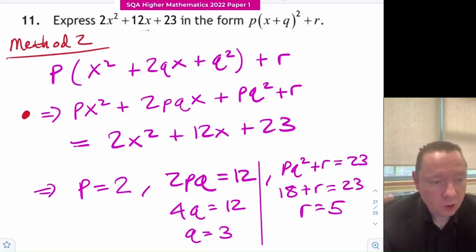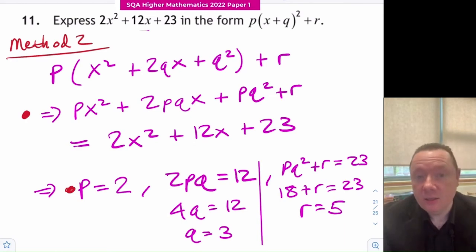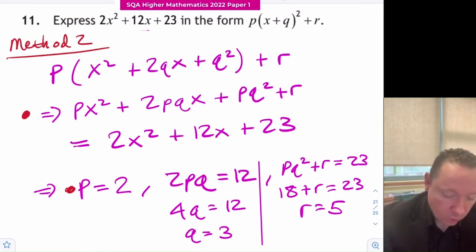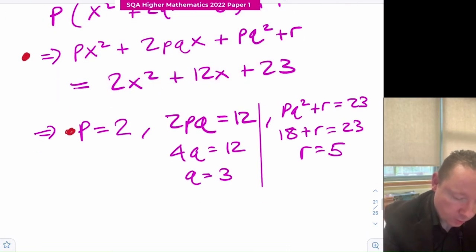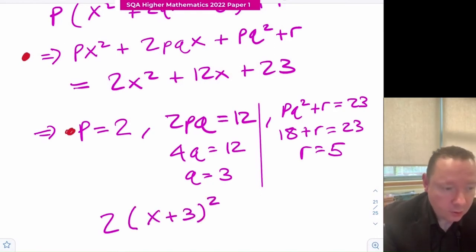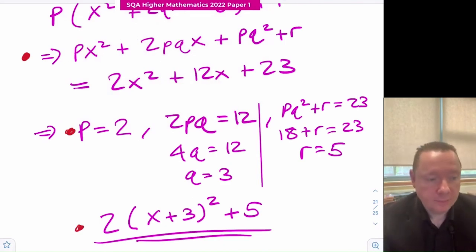If you had written down pq equals 2, 2pq equals 12, and pq squared r plus r equals 23, those equations would have got you a mark. So we should have written all of them, the top lines, and then worked them all out, and writing it in completed square form gets you your final mark. You can't just work them all out. You have to then say what the answer actually is, which is 2x plus 3 squared, because q is 3, plus 5, because r is 5, for your final mark. And there's your 3 marks in that way.